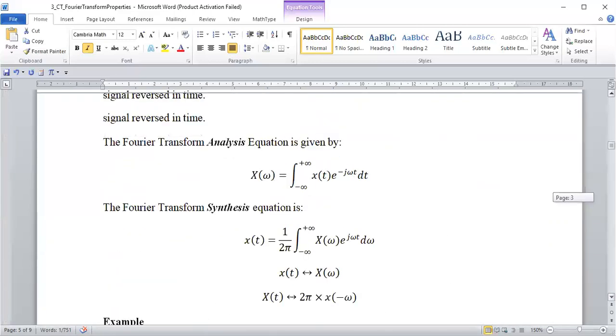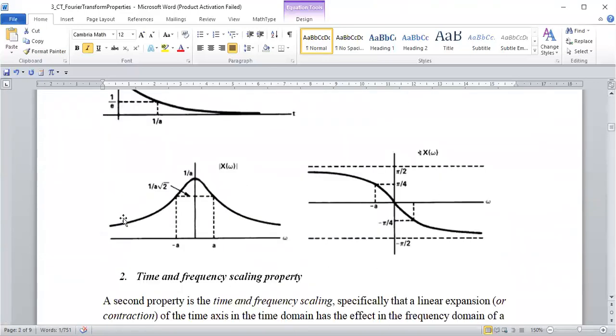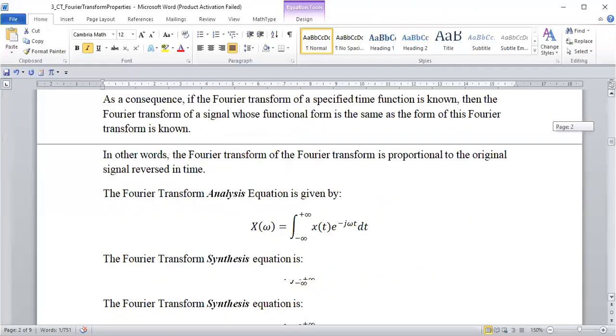And if we look at this particular Fourier transform, the one we had previously is the ideal case, but the Fourier transform of e to the minus a t u of t is a low pass filter, or a non-ideal case. It allows low frequencies to pass through while attenuating the high frequencies.